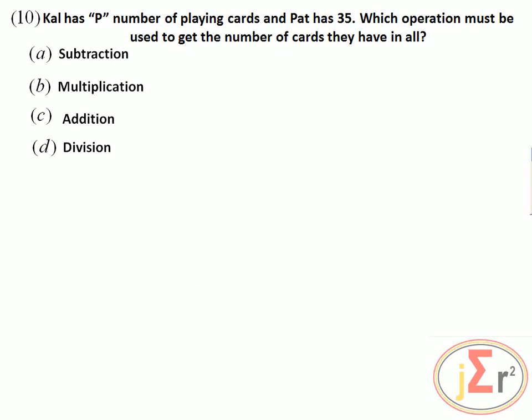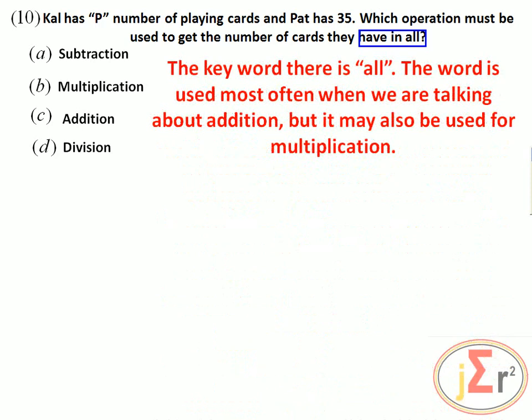Carl has P number of playing cards and Pat has 35. Which operation must be used to get the number of cards that they have in all? What operation will give us the number of cards that they have in all? And Jerry Lewis is saying it's addition, so we will add. So addition is the correct answer.